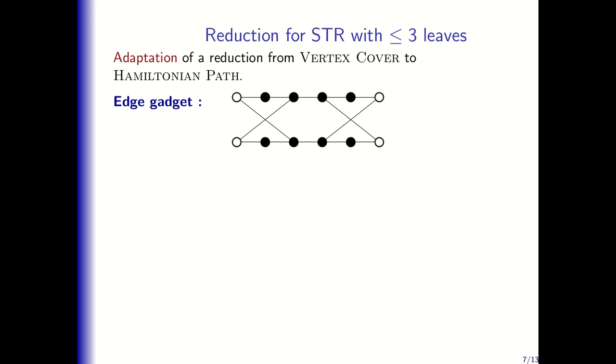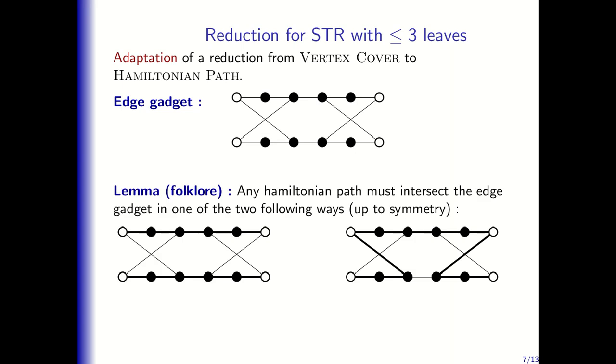So this reduction has a gadget with 12 vertices. Only the white vertices will be connected to the rest of the graph; the black vertices are not connected to the rest of the graph. And when you look at this gadget, what is really interesting is that when you want a Hamiltonian path, you can complete your graph the way you want and connect it to the white vertices the way you want.